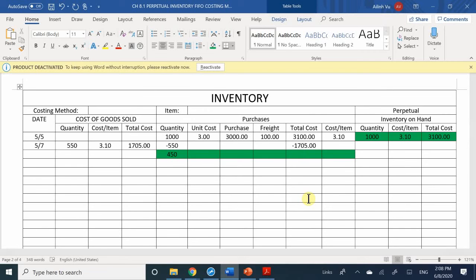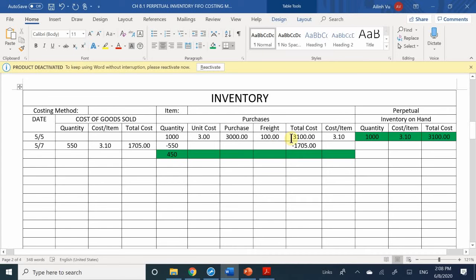So did you say you're gonna subtract it? That's correct. Because if you have 1,000 items and you sell 550, how much remaining do you have? $13.95. Okay, here, same thing. You're going to apply the same concept.